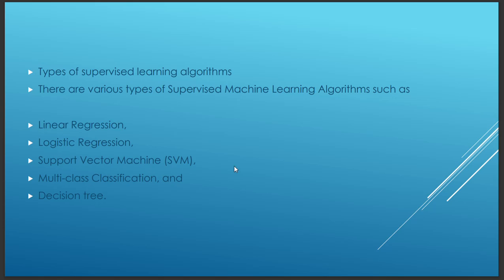Types of supervised learning. There are various types of supervised learning algorithms, such as linear regression, logistic regression, support vector machines, multi-class classification, and decision trees.